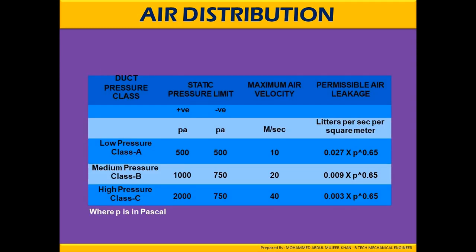These are the different classes of ducts and their static pressure limits, maximum air velocities, and permissible air leakages. Any duct in HVAC system is classified into low pressure class A, medium pressure class B, and high pressure class C. So depending on the classes and the applications, different pressure limits are obtained depending on SMACNA and ASHRAE standards, where the maximum pressure drop and the maximum air velocity is defined.